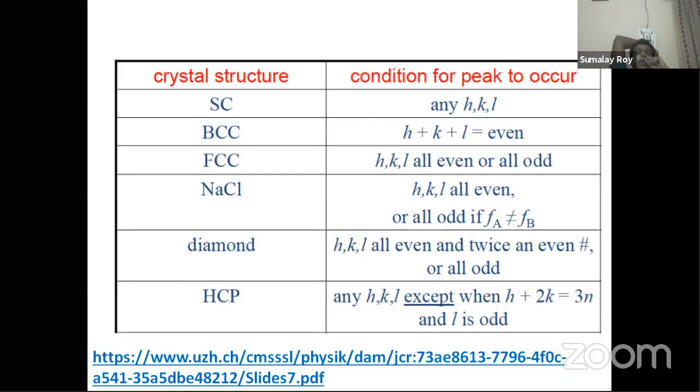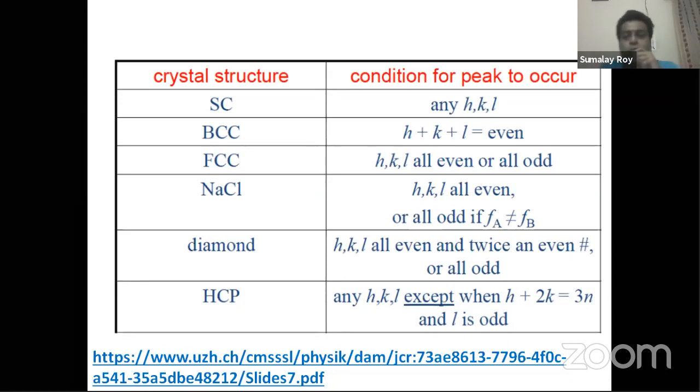Like for simple cubic, any HKL is fine. For BCC, if H plus K plus L is even, then only you can see a peak. Otherwise, the structure factor is 0. And if the structure factor is 0, the intensity is 0. Similarly, for FCC, sodium chloride, all have different conditions.